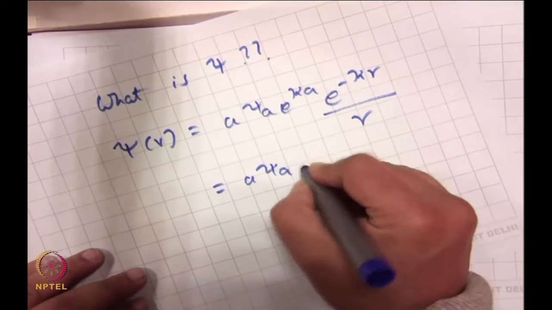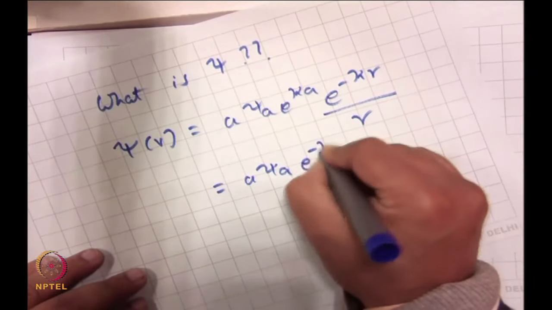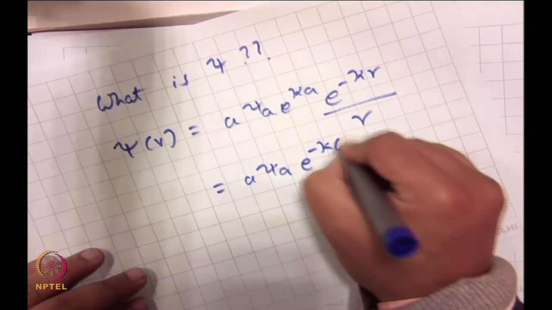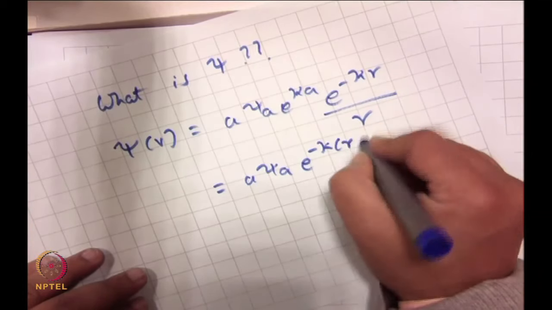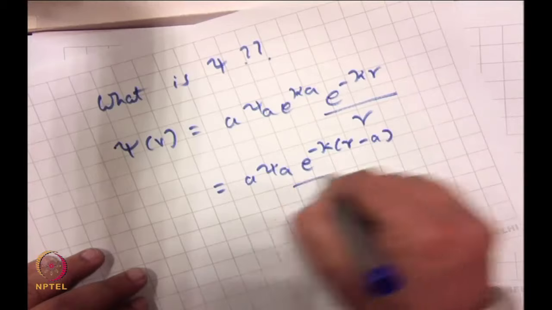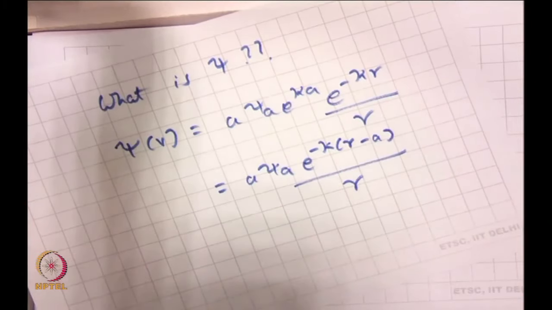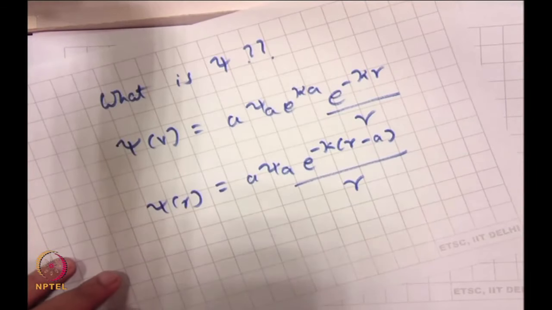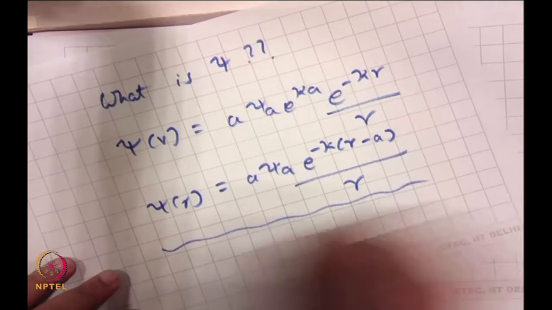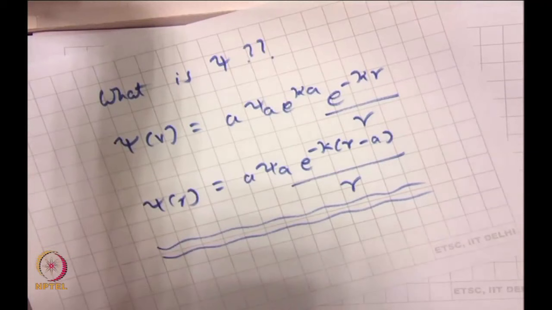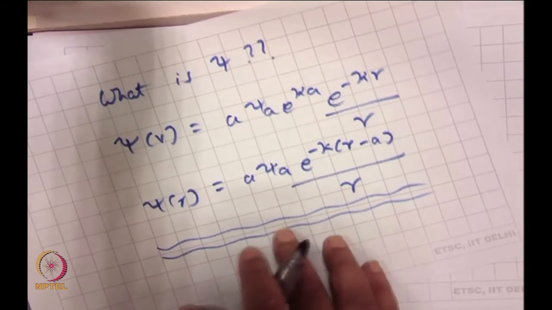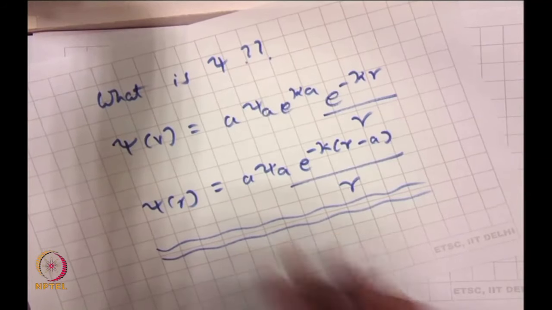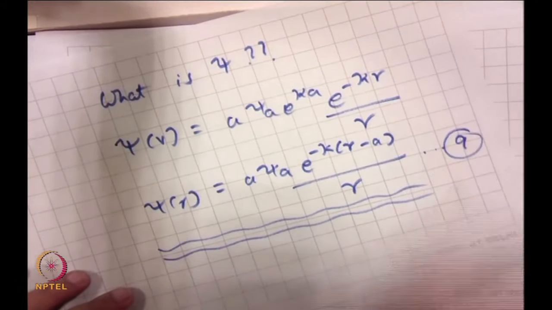You look at this. So this is essentially what? e to the minus kappa, I can write it as r minus a, over r. So this is what your psi of r is. This would be equation, say, 9.